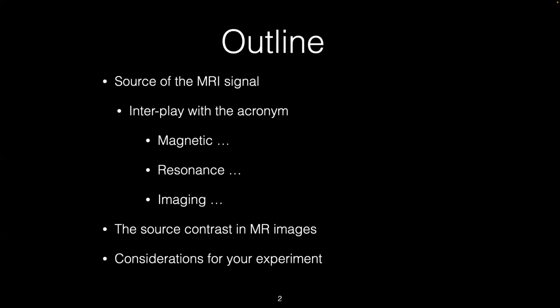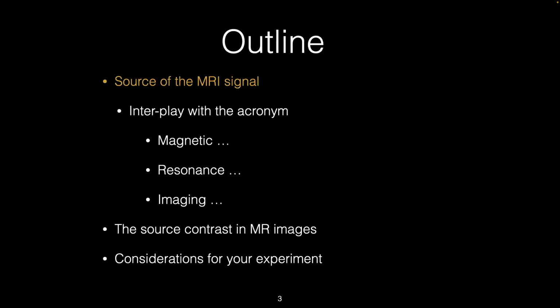Then we'll talk about how that interacts with the contrast that you're seeing in the images, i.e. the difference, like why does gray matter look a little bit different than white matter? And then at the end, we'll talk a little bit about some things to consider when you want to do your experiments. These are maybe a little bit orthogonal to what Dan Henworker talked about last week, but there are a lot of things to think about when you're doing experiments like this, and it's complicated.